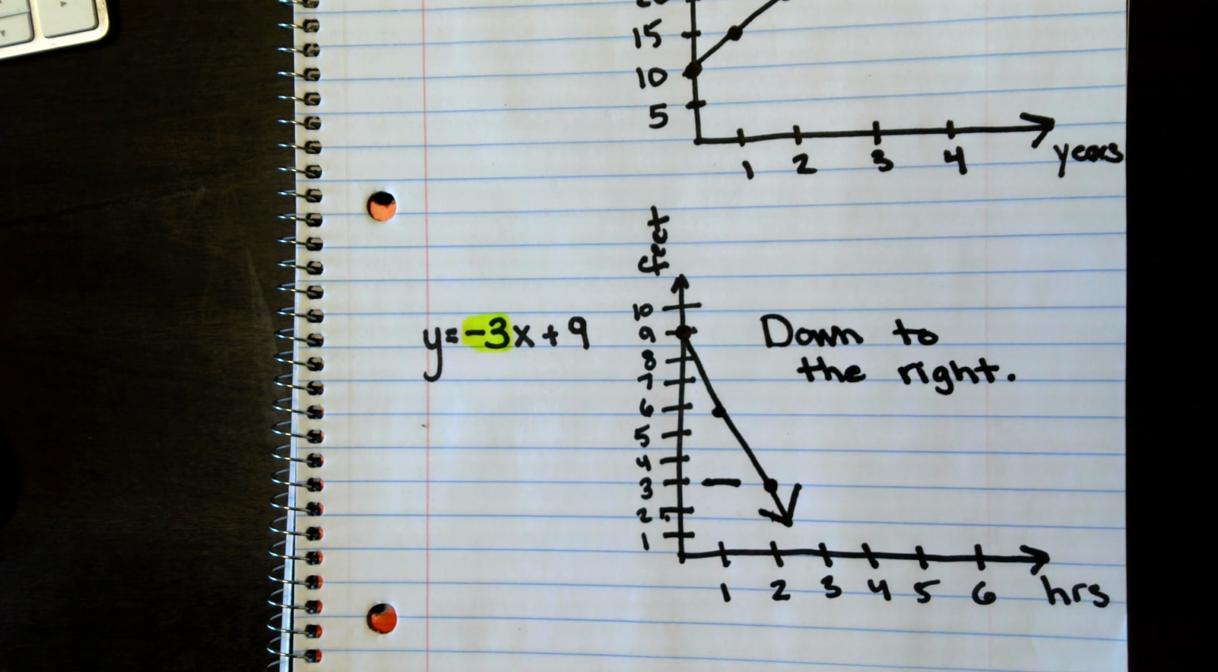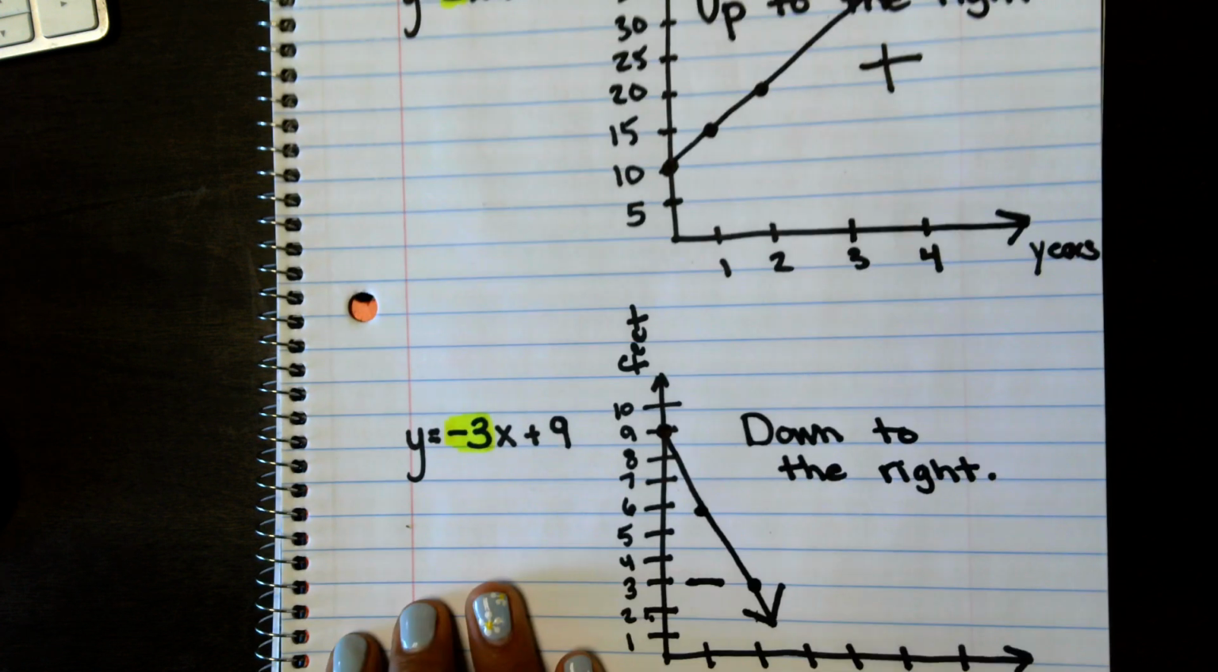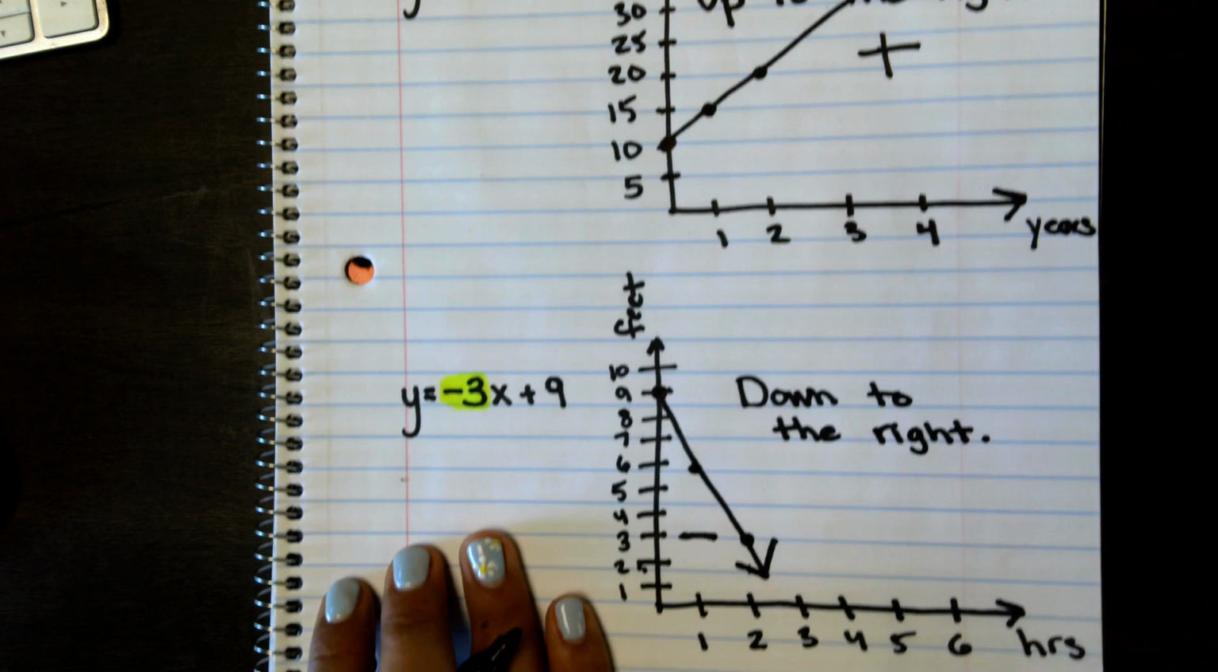Okay. Now, there are two other things that could happen with slope, but we won't get to those right now. For now, positive and negative slopes.